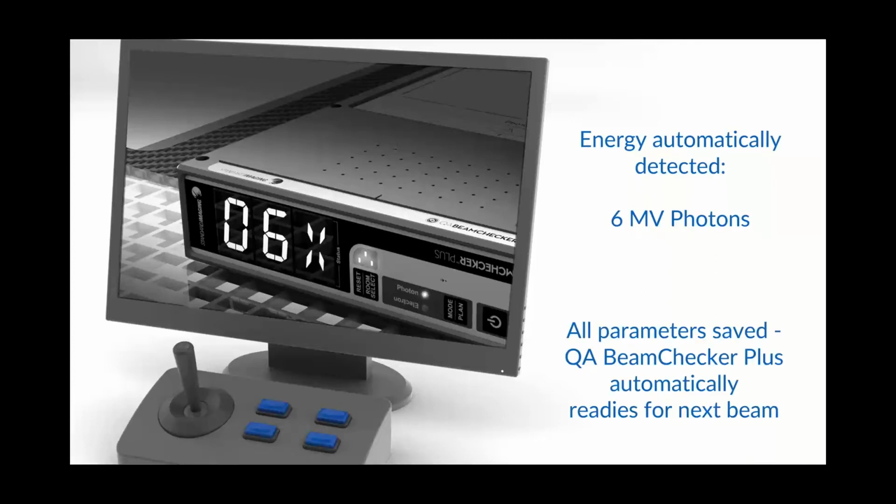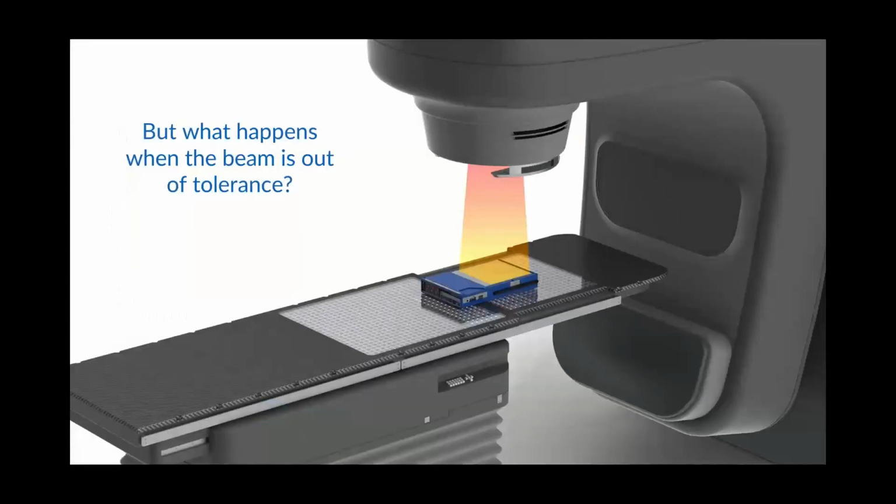And like I said, if all is well with that particular beam, it will automatically ready itself for the next beam. And in the case that you do get a beam that is out of tolerance, that's noted by the red and yellow beam here, showing that it's not delivering correctly.